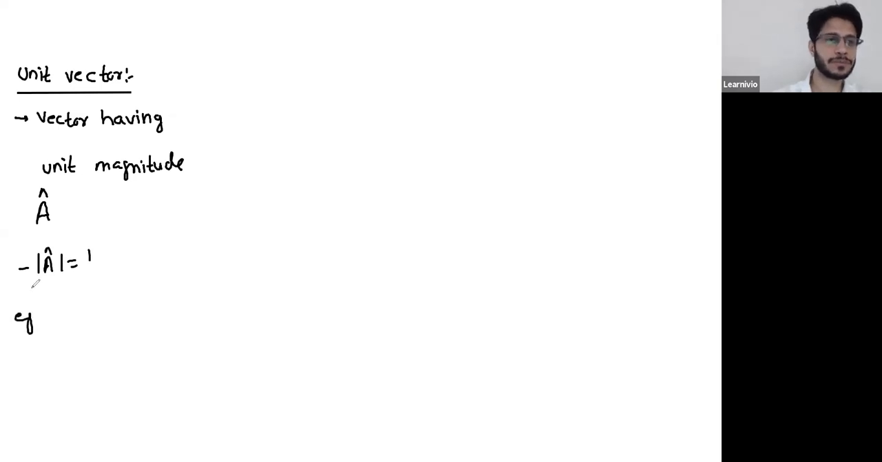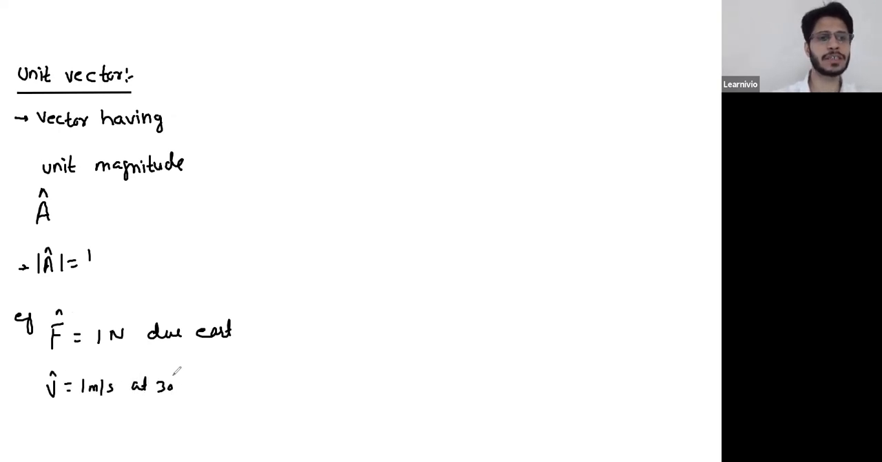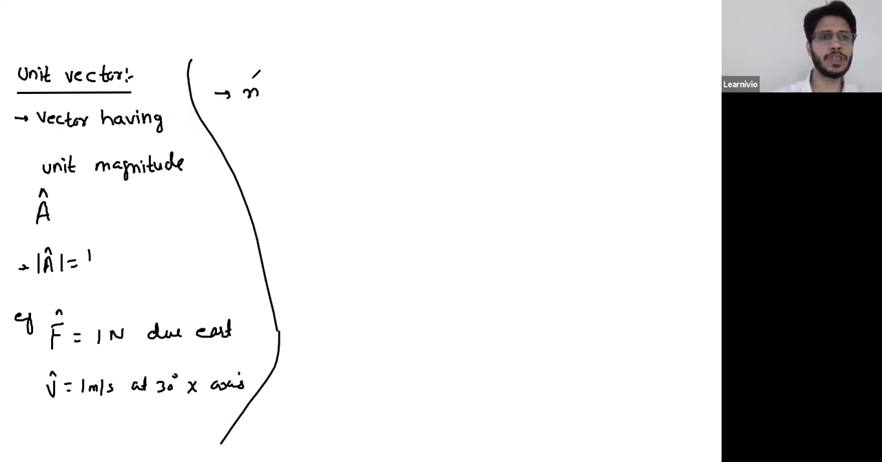See, for example, I'm taking a force of 2 Newton due east. Rania, is it a unit vector? No. If I make it 1? Yes. So whenever magnitude is 1, it's a unit vector, so we put a cap over it. A velocity of 1 meter per second at 30 degree with x-axis. Direction does not matter, only the magnitude matters. Magnitude should be 1. If I just write n cap, Noor, can you mention its magnitude? 1. Whenever you have cap, no need to specify the magnitude. Its magnitude is always 1.